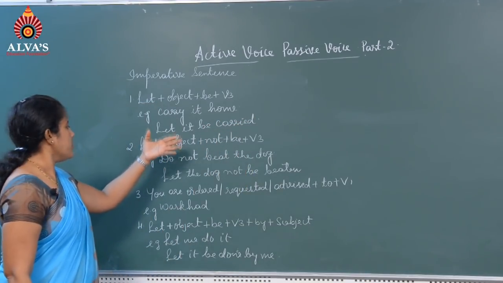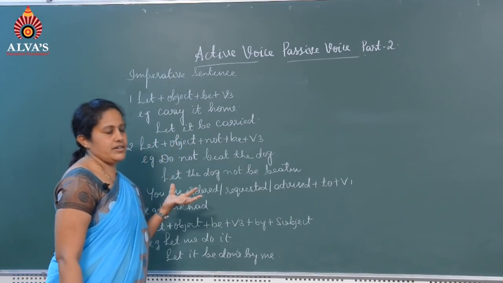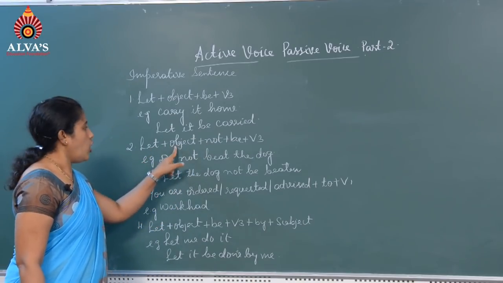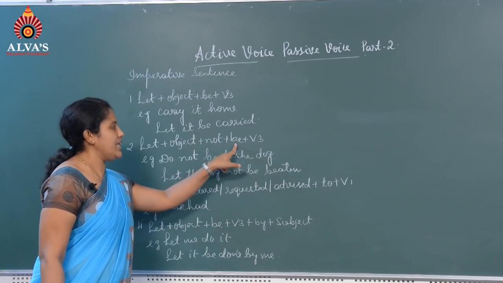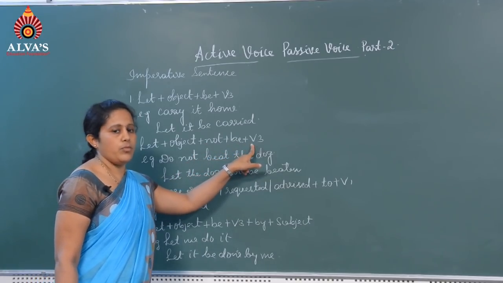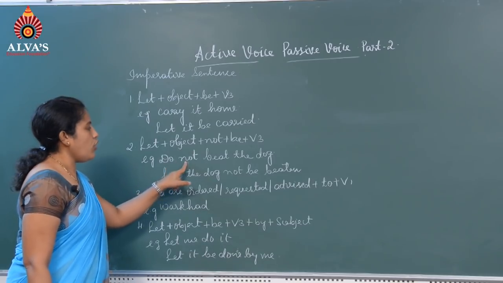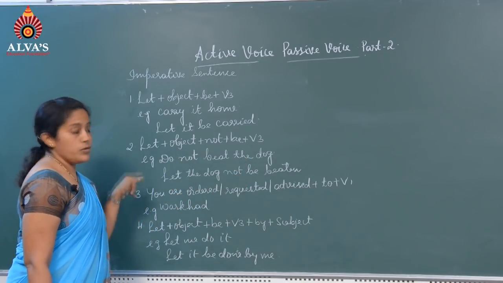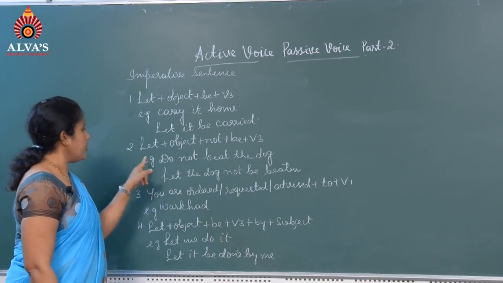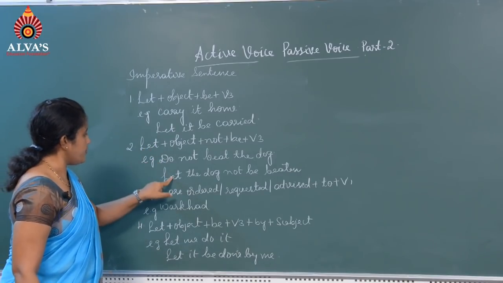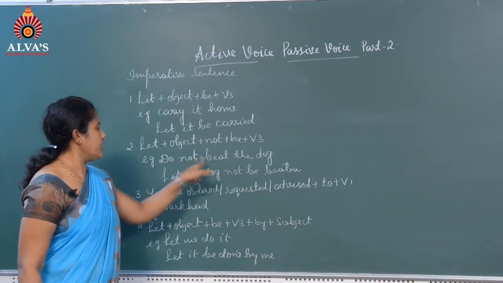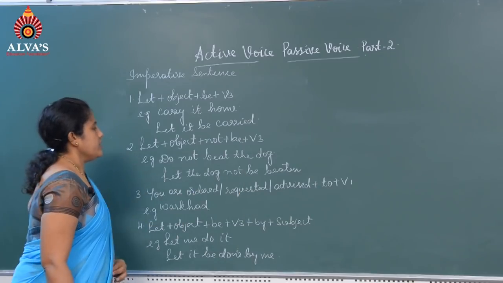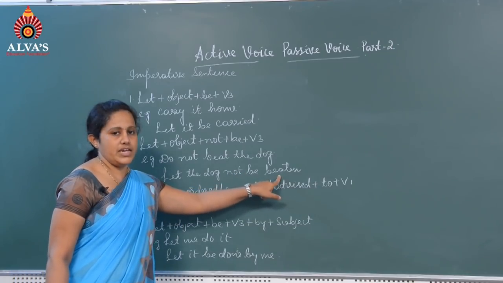Now, if it is a negative sentence, how can we change from active to passive? The formula is let object plus not plus be plus V3, that is third form of the verb. For example, do not beat the dog. When you change from active to passive, you have to use this formula: let the dog, that is the object in this sentence, not be beaten, that is a V3 form.